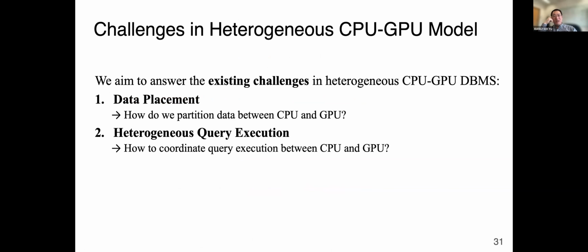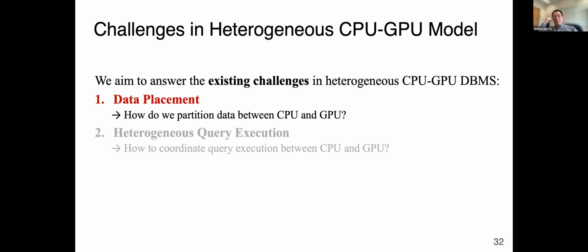So we identified two challenges in this hybrid CPU-GPU database. The first one is data placement. What data do you put into CPU versus GPU? And the second one is heterogeneous query execution. If some of the data is in CPU and some in GPU, how do you run the query? Now your data are in two different places. And it's not simply a distributed system question because they are heterogeneous. It's not symmetric. So how do you do the execution?